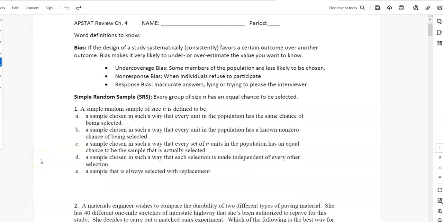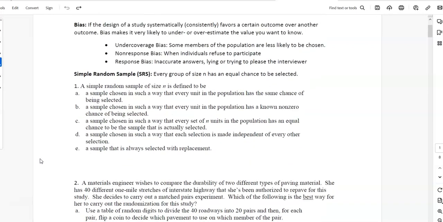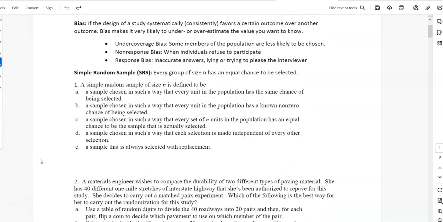Okay, this is a review for Chapter 4 in AP Stat. Definitely want to know those words. I just put a few that students often get confused on. You definitely know what an SRS is. Hopefully this is an easy first question.